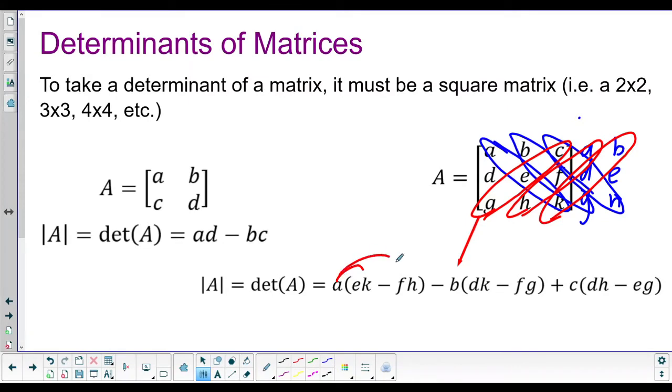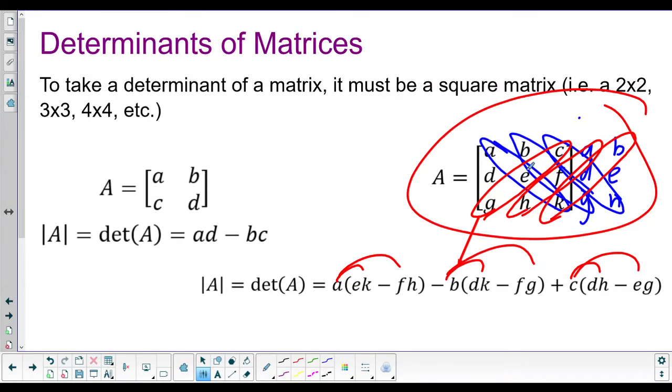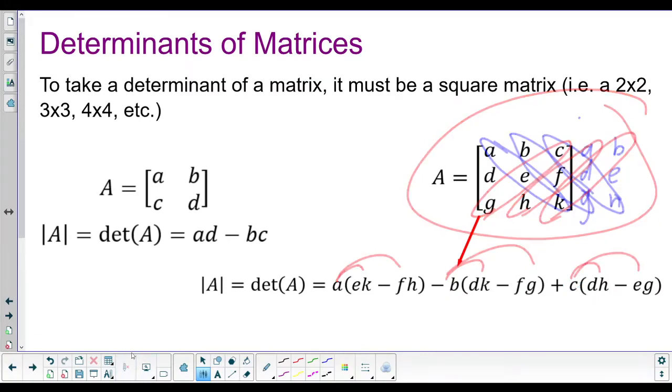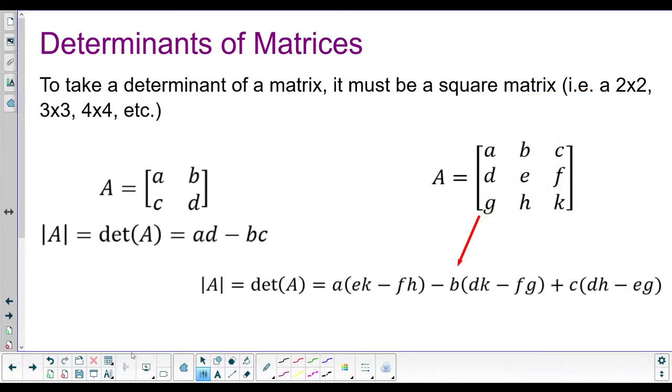If you distribute these in, this is what this turns into. So there's 2 different ways you can do it. If you're doing it this way, just remember that the coefficient in the middle changes signs.